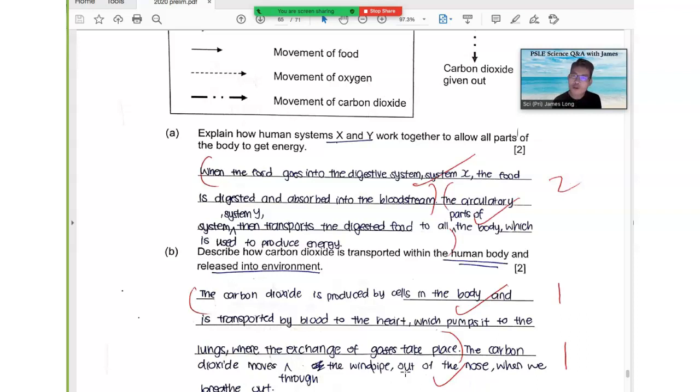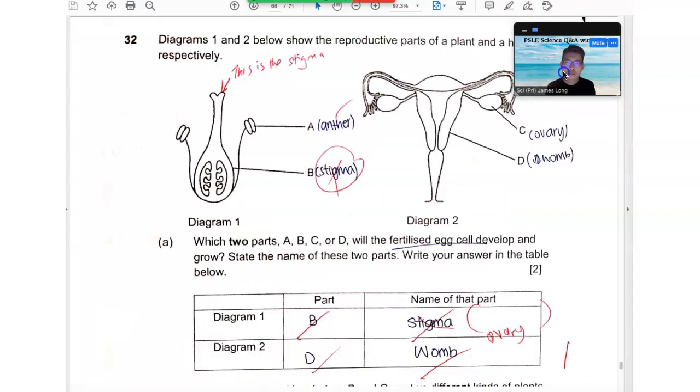Unless you walk around with your mouth open and just breathing through your mouth. Oh, okay, don't tell me if you do that, it'll be kind of weird. Alright, let's move on to the next question.